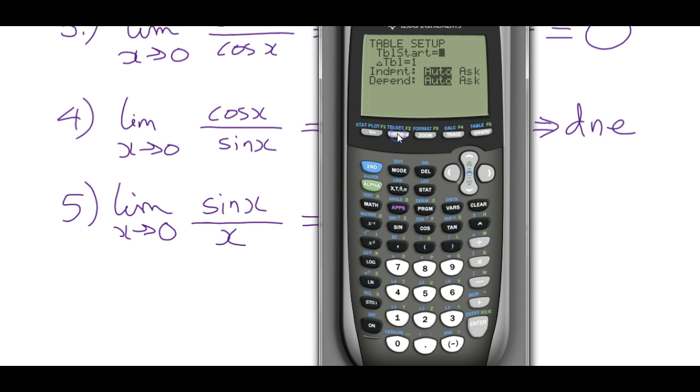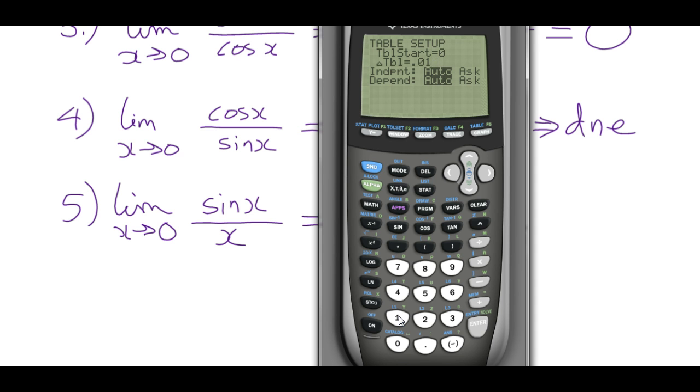So let's go to the table set. We'll start the table at 0, but we'll make our delta table. Delta table is just the increment it's going to use. Normally it's 1, so you go into the table, you see 0, 1, 2, 3, and negative 1, negative 2. So let's go with 0.01, so we'll go by 100. Now it's going to have 0 and then 0.99, 0.98, right?